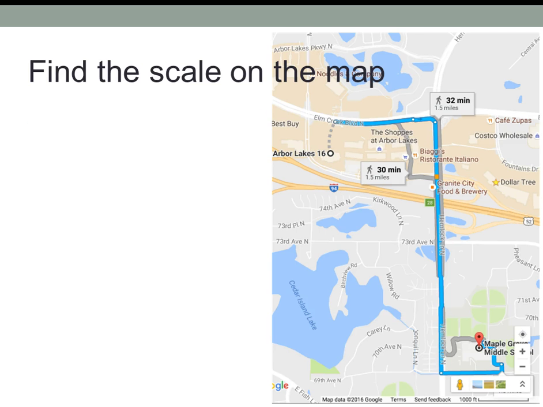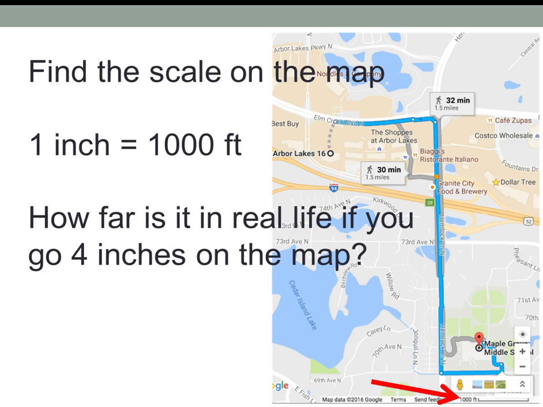So let's take a look at this. A scale, let's find the scale on this map. Oh, there it is. Look in the bottom right where that arrow is. 1,000 feet equals the distance that's shown there. Now, we might have different size screens, but on my screen, 1 inch equals 1,000 feet. Might be slightly different on yours. It might not be a full inch, but we're going to go with an inch for this slide. So I want to know how far it is in real life if you go 4 inches on the map. So let's say I want to go from about here to about here. That's about 4 inches on my map.